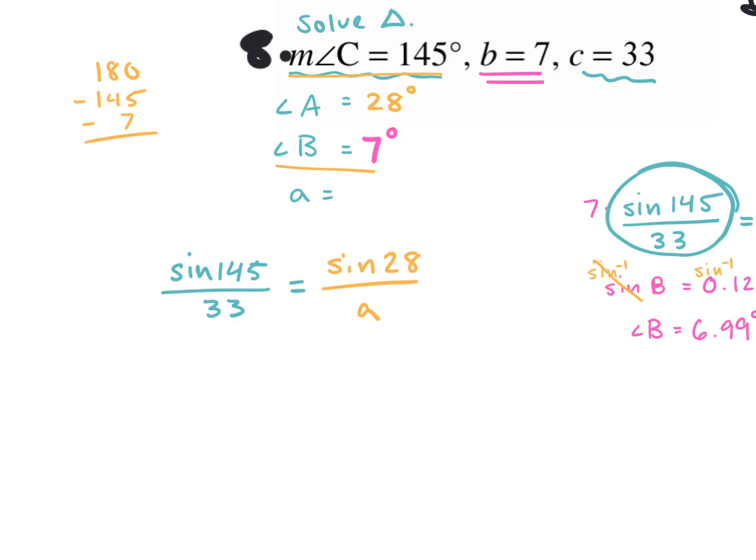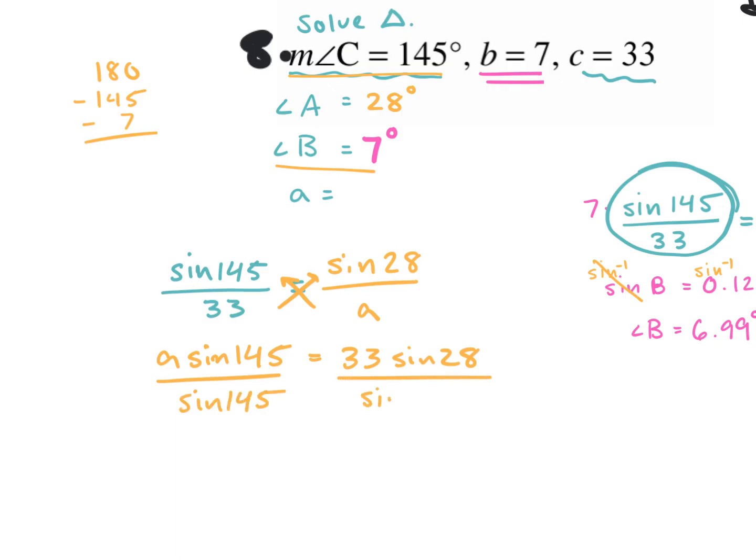All right, so then to solve here, we're going to cross multiply. So A times sine of 145 is equal to 33 times sine of 28. How do we get A all by itself? Divide by sine of 145. So A is equal to, let's put this in the calculator. So we have 33 times sine of 28 equals, and then divide that by sine of 145. So we get 27.01. We'll just round to 27.